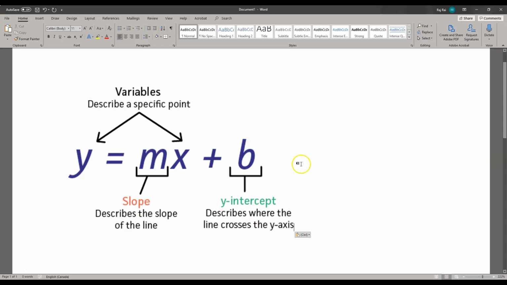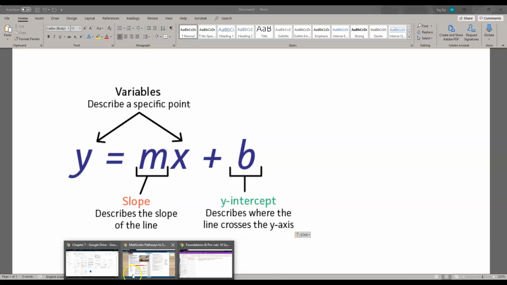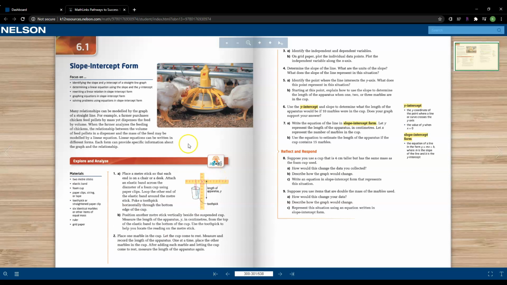So slope-intercept form, y equals mx plus b. You've got to be very familiar with this form. We're going to be talking about going from one form to the other and that sort of thing as well. Okay, so let's go back to the notes. Slope-intercept form. I'm going to skip this introduction bit here, and then we'll just jump into the information.